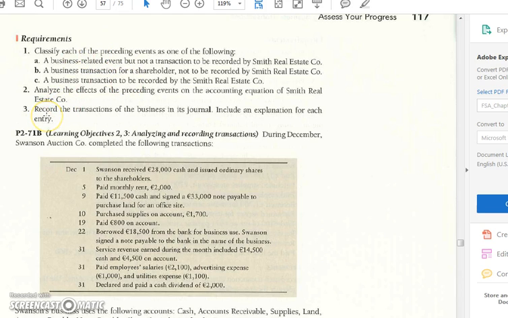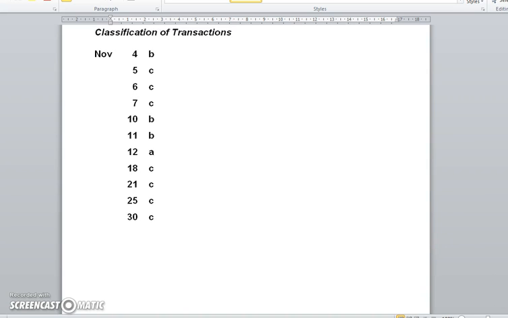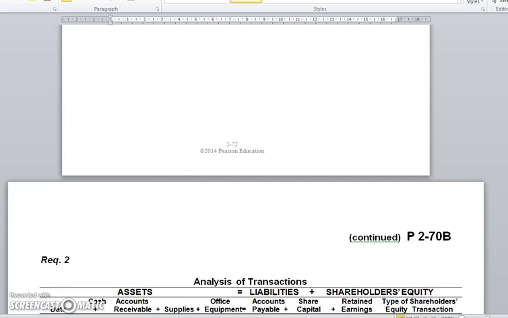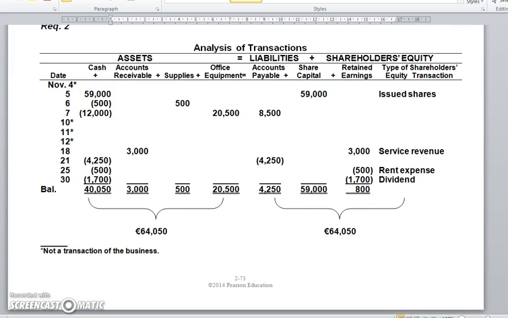Now we've analyzed all of the accounts, and we're into number 3. Let's record the transactions of the business in its journal. We include an explanation for each entry. So again, as you can see, we've identified the fake entries, and now let's go down. This is what I talked about. Okay, so here we are.